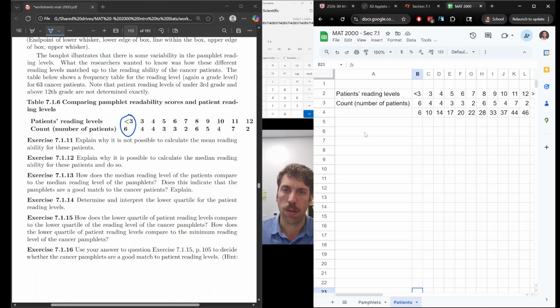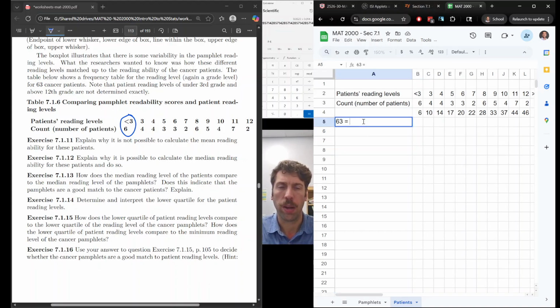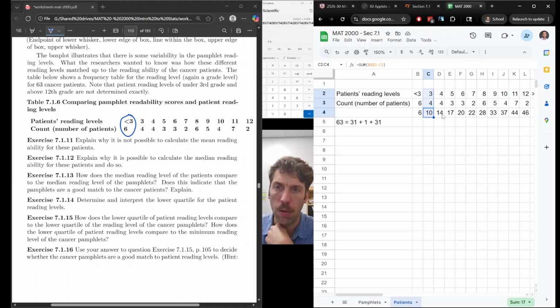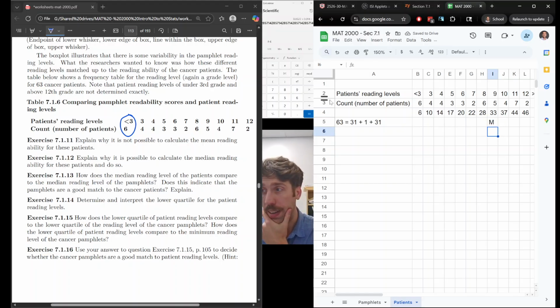Okay, now 63, so 63 is an odd number. And so then besides the middle number, there's 62 things. So it's going to be 31 plus 1 plus 31. Okay, so that means the 32nd thing is the median. And so there's 6 that are less than 3rd grade, 10 that are 3rd grade and below, 14 that are 4th grade and below. I need to get all the way up to 32. So I need to go here. So that's where the median is. The median's here at a 9th grade reading level, for me at least.